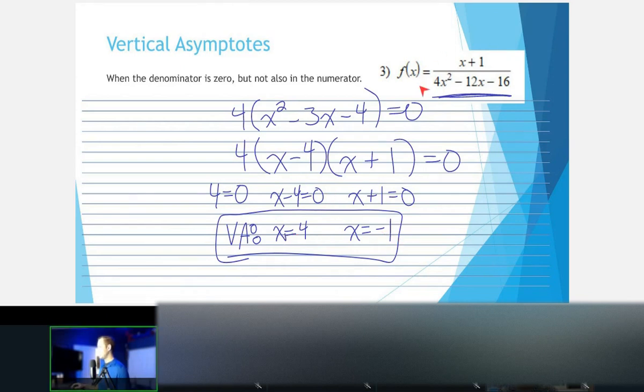Now, if you graph this entire function, it wouldn't tell us where the zeros are. It would just have the invisible vertical lines. But if you graph the bottom portion, wherever it crosses the x-axis, which in this case it would cross at 4 and -1, that tells us those are your VAs.